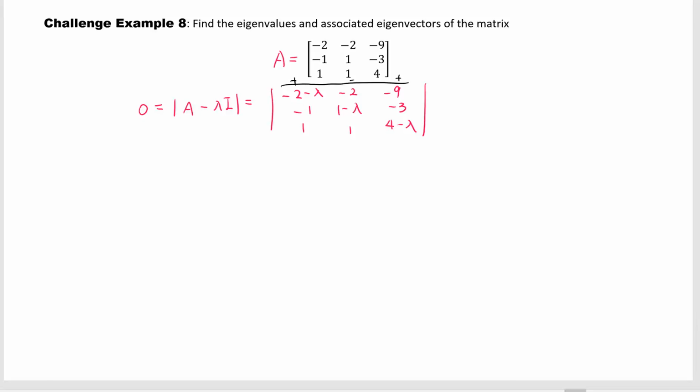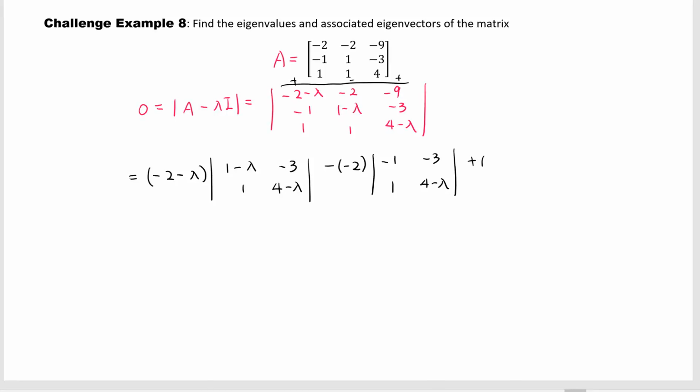So this is negative 2 minus lambda times the determinant of the submatrix: minus 1 minus lambda, 1, negative 3, 4 minus lambda. And then minus negative 2 times the determinant of minus 1, 1, minus 3, 4 minus lambda. And then plus negative 9 times the determinant of minus 1, 1 minus lambda, 1 and 1.